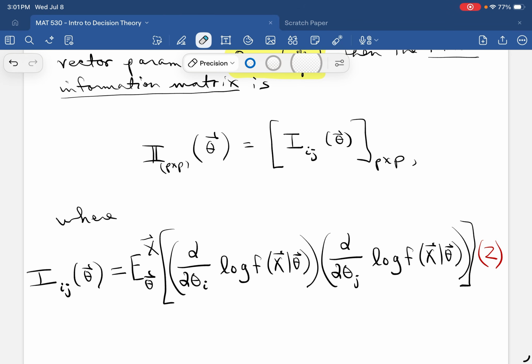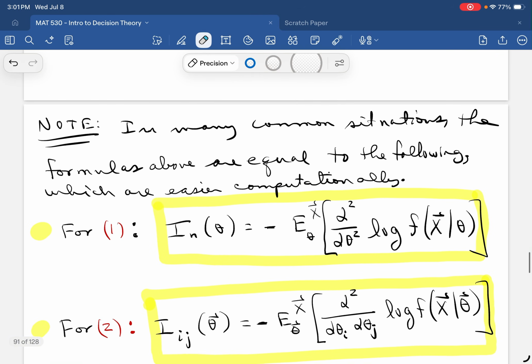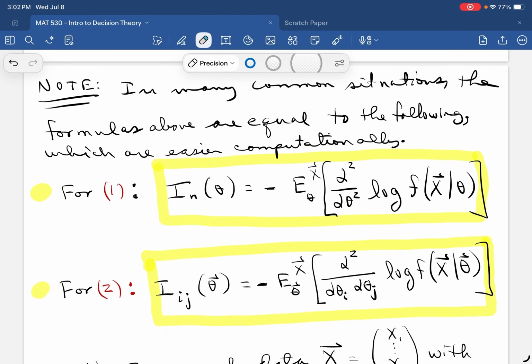As it turns out, directly applying the definition can sometimes be difficult, but there are situations where we have a different formula that is a little bit easier to work with. And so in many common situations, it can be shown that these formulas here are equal. So these are computational formulas that apply, like it says here, in many situations.